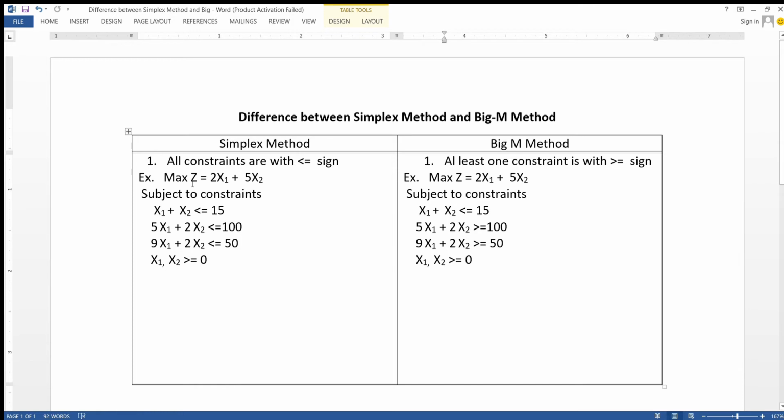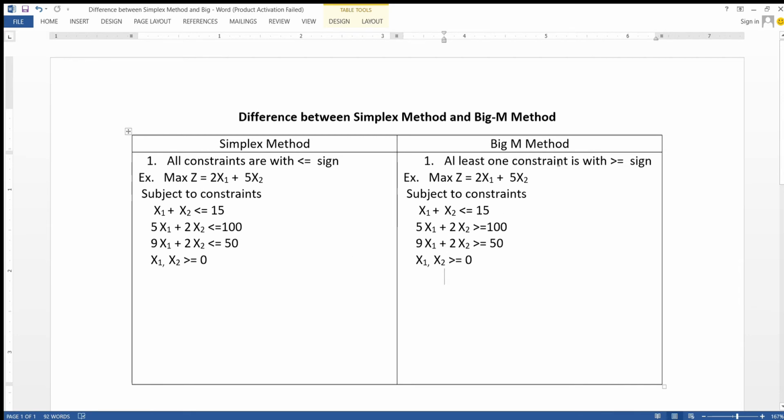For example, see this example: maximize z equal to 2x1 plus 5x2 subject to constraints. These are three constraints: x1 plus x2 less than or equal to 15, 5x1 plus 2x2 less than or equal to 100, and 9x1 plus 2x2 less than or equal to 50. In all three constraints, the sign is less than or equal to, and x1 and x2 are greater than or equal to 0. It means that these values should be greater than 0.